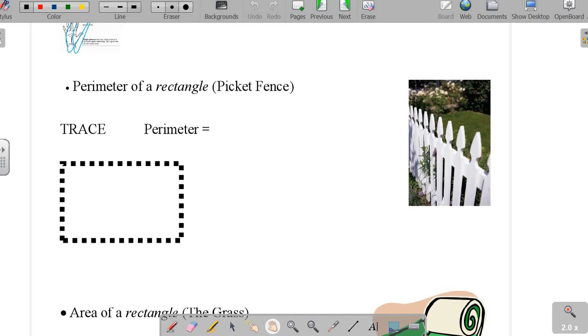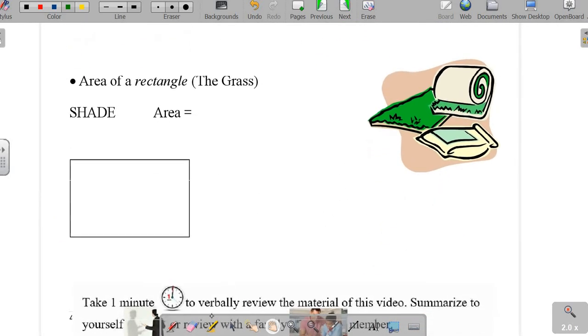So when you're dealing with perimeter, I always want you to physically walk your pencil around the picket fence. Notice the little arrow. The little arrow tells your brain, I've walked around. So whenever you're dealing with perimeter, I want you to physically walk your pencil around the perimeter. Whenever you're dealing with area, I'd like you to take the time and actually shade the area. Physically shade it.